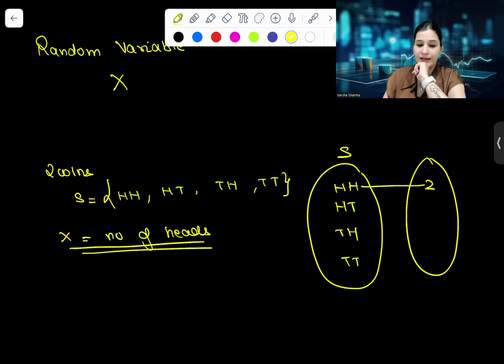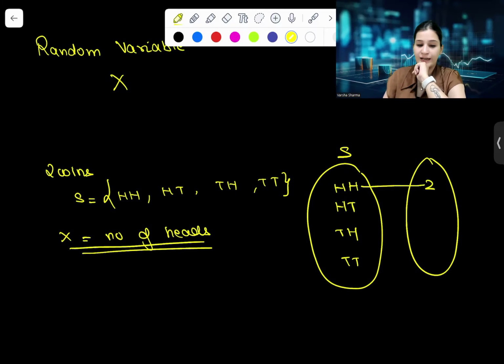Done? Answer: 6 by 4, 3 by 2. If I ask you E of x cube, it will be x cube into probability. If I ask you E of x power 4, it is x power 4 into probability. Probability will remain as it is. Only the x part varies. Clear? Yes, ma'am.